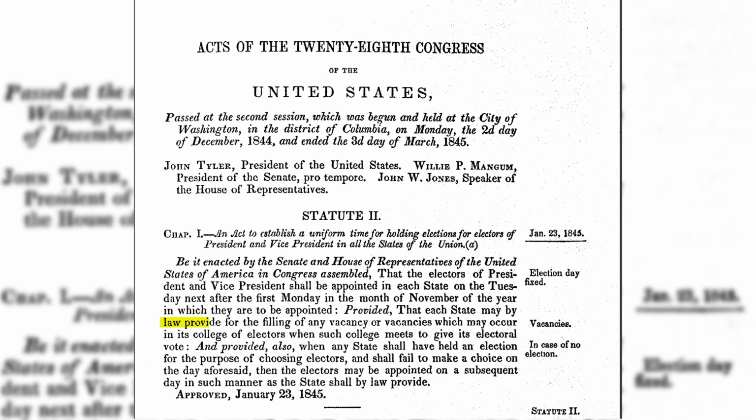provided that each state may by law provide for the filling of any vacancy or vacancies which may occur in its college of electors when such college meets to give its electoral vote, and provided also when any state shall have held an election for the purpose of choosing electors and shall fail to make a choice on the day aforesaid, then the electors may be appointed on a subsequent day in such manner as the state shall by law provide. Approved January 23rd, 1845.